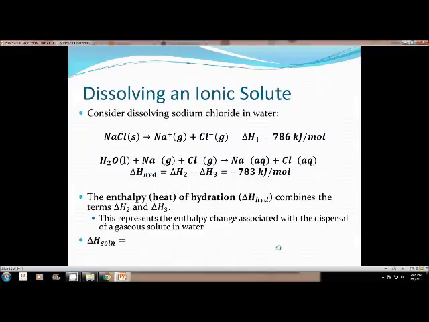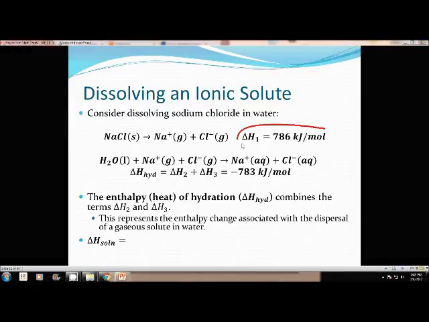Okay? Dissolving ionic solutes in water, specifically, we have what is called the enthalpy of hydration, or the delta H hyd, as I like to call it. It combines the terms of the delta H2 and delta H3, where we get this information. This represents the enthalpy change associated with the dispersal of gaseous solute in water. So we could calculate this out for sodium chloride, that's right here, where we are going to add together the two delta H's. This one, the one from the breakdown of the solid into gaseous ions, and then the heat of hydration.